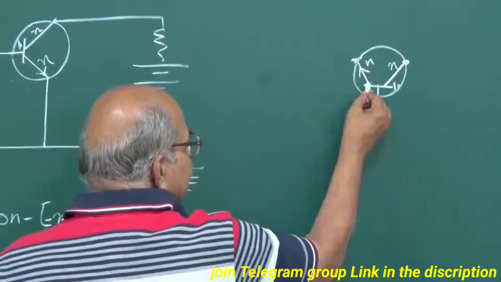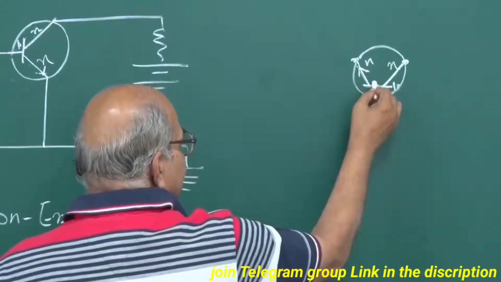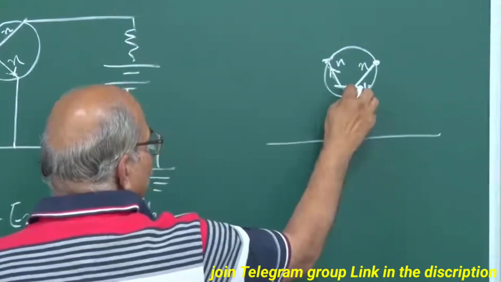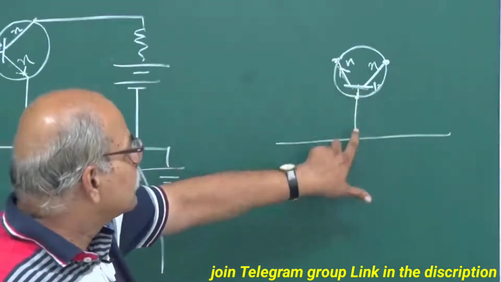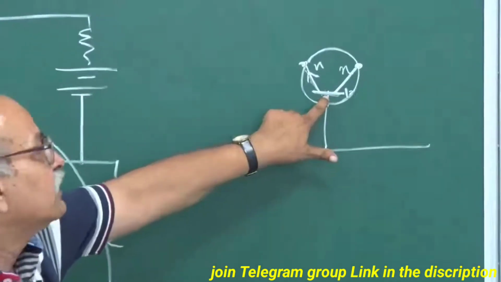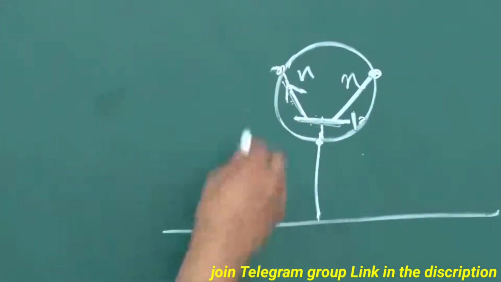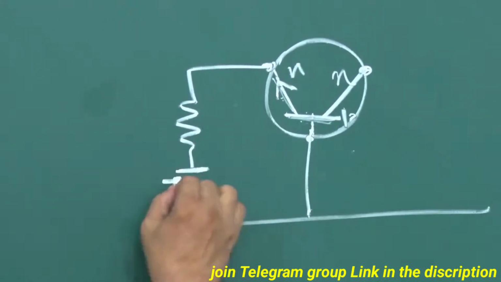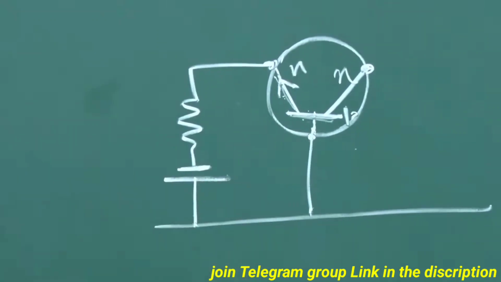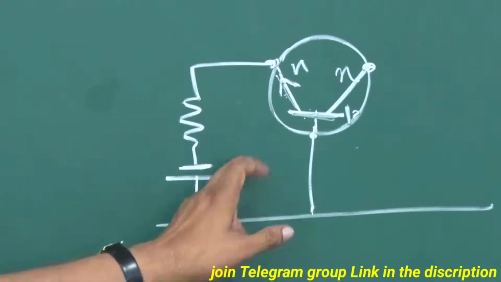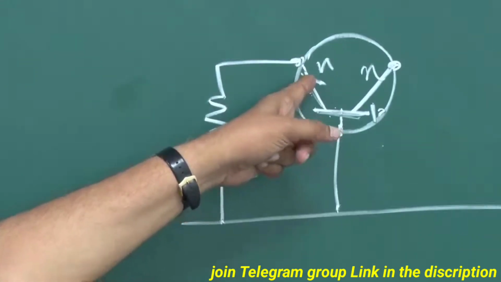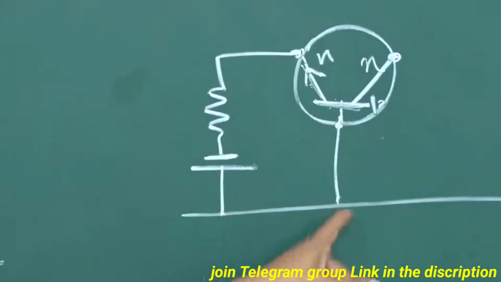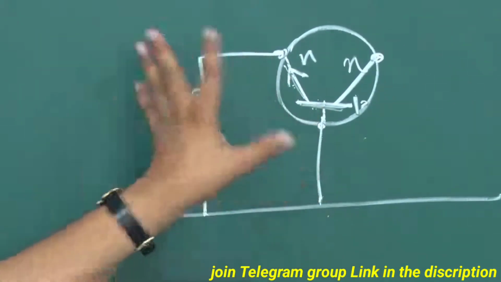So base and emitter, this should be forward biased. So if I take it here, then this P should be at a higher voltage, and this N should be at a lower voltage. So if I take it from here and then take a resistance, I should put the negative of the cell here and the positive of the cell here, and then connect. So this will ensure that this emitter, which is N type in this NPN transistor, is at a lower voltage as compared to this base, and this is forward biased.